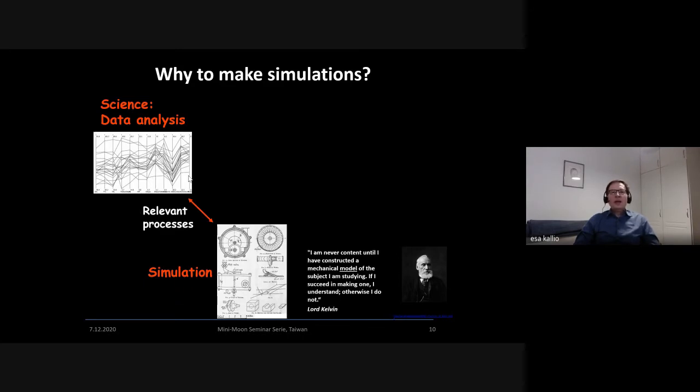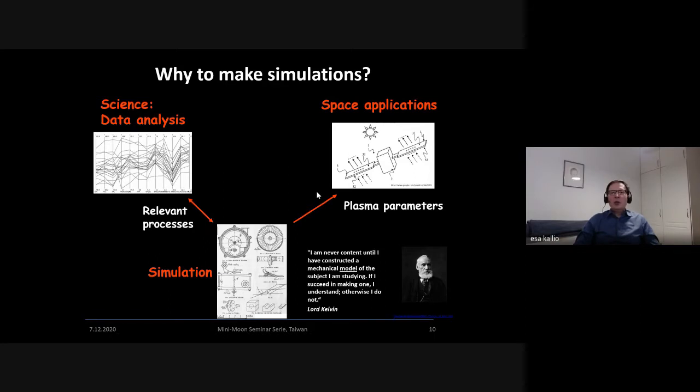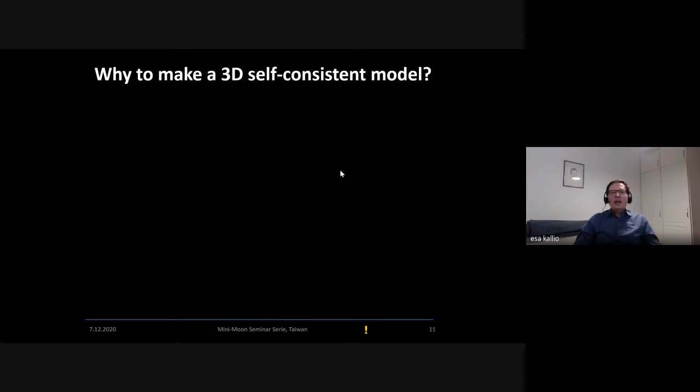But of course, data analysis is also one driver for making simulations. You really want to understand how different physical parameters are correlated with each other. In a space application, if you want to build a CubeSat or some other satellite, you have to be aware of the space environment and its properties, and how the space environment affects your spacecraft. And of course, in basic research, you want to understand how nature works, the processes, and how different parameters are connected to each other.